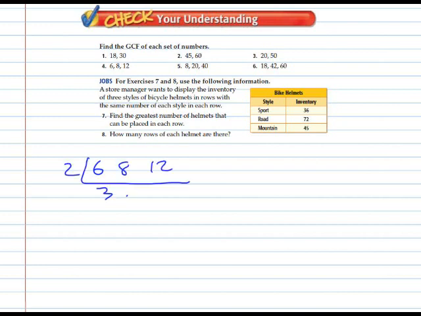6, 8, and 12. Clearly 2 is a common factor. 3, 4, and 6. No common factors there. Greatest common factor of those three numbers is 2.